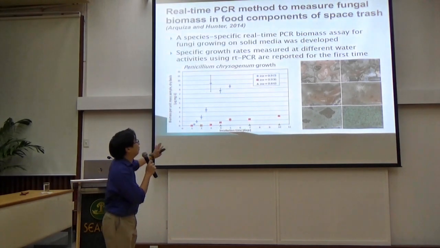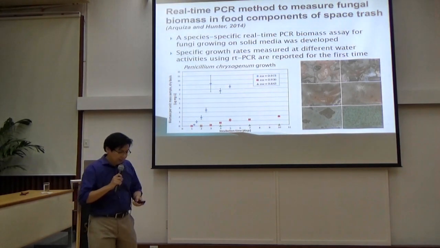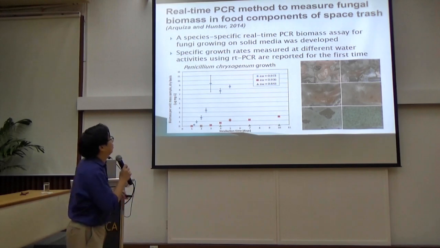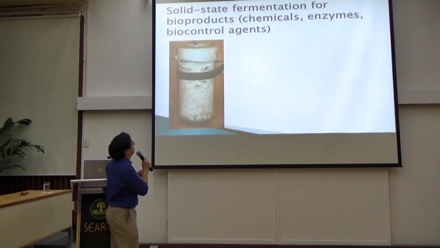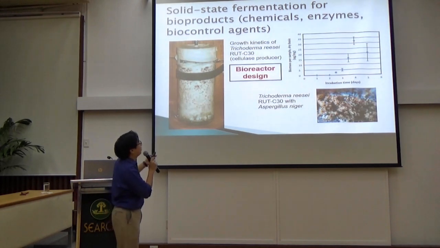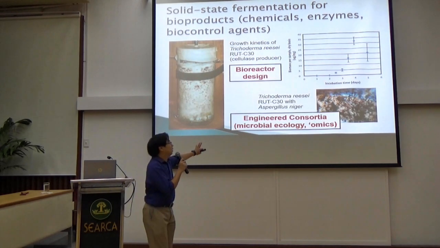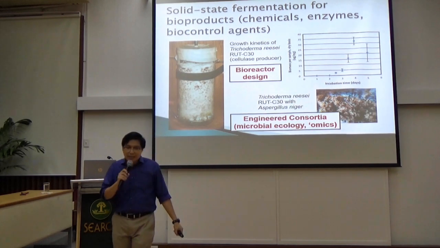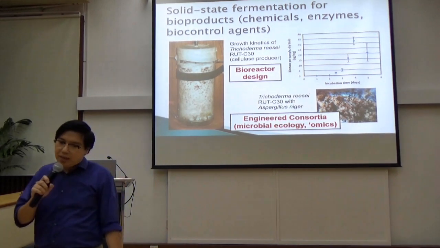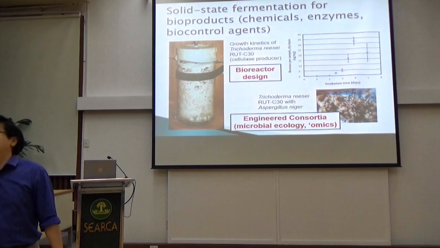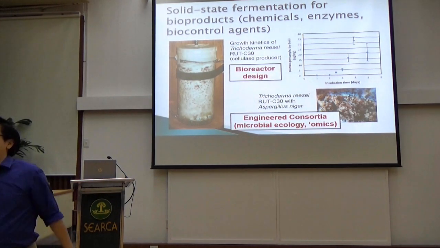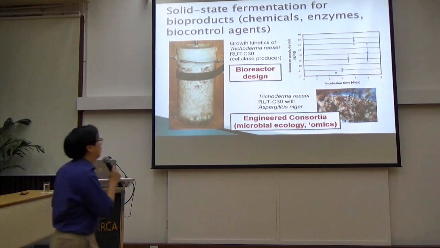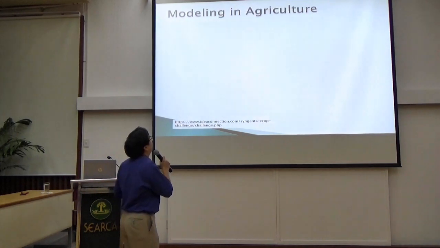So this is a model. This is a growth model of fungi. We developed one using real-time PCR. Usually we want this because we want to study bioreactor design and also engineered consortia. Basically, engineered consortia means if we're going to Mars, for example, and you want to make compost, you have to know how to put together all the microorganisms that are needed. So that's why we studied that. So this is my background.